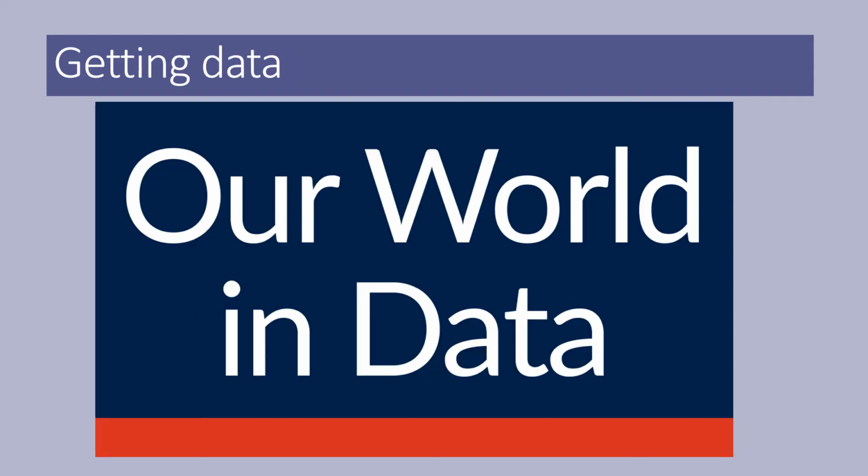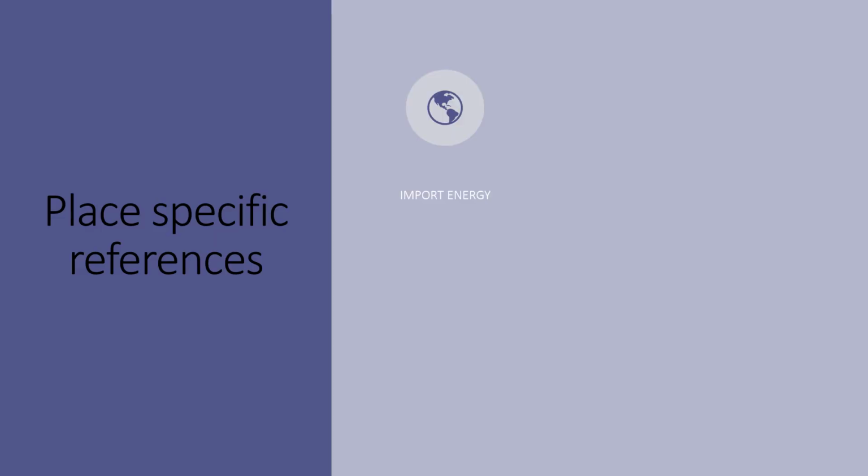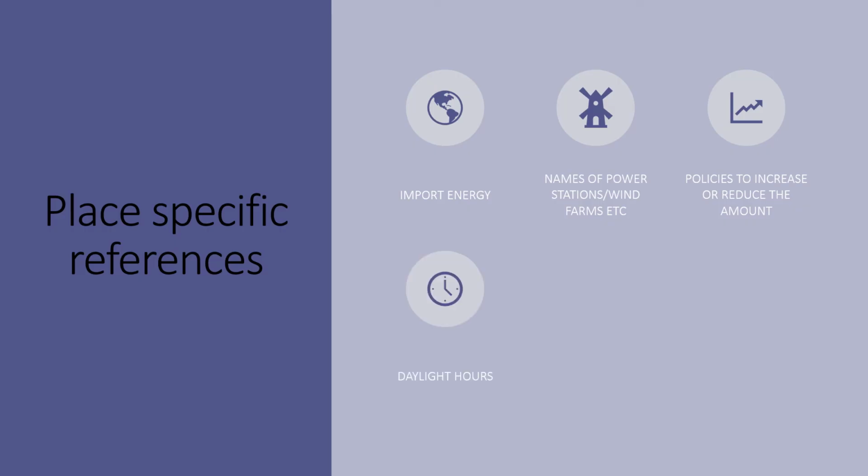So mentioned about Our World in Data is a brilliant source. Specific references could be, do you import energy from other countries? Are there names of power stations, wind farms, etc. that are particularly important? Have there been policies to increase or reduce the amounts of one or multiple types of energy? Do you have daylight hours? That's important for solar. Do you have your own reserves? What's the energy potential of your country? These are all place-specific references that you could mention for this.